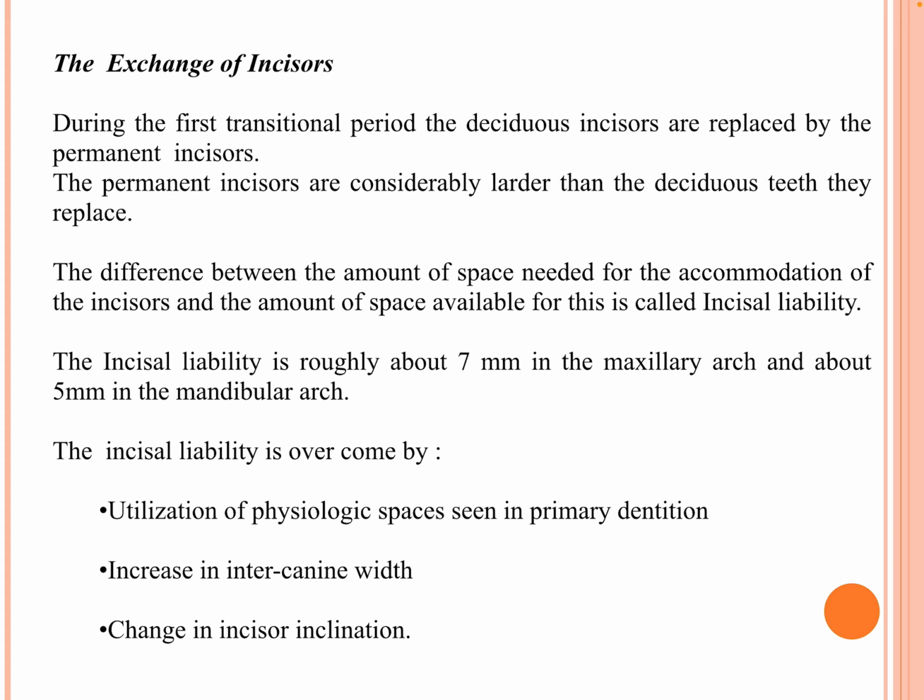The incisor liability is roughly about 7 mm in the maxillary arch and about 5 mm in the mandibular arch. The incisor liability is overcome by utilization of physiologic spaces seen in primary dentition, increase in intercanine width, and change in incisor inclination.